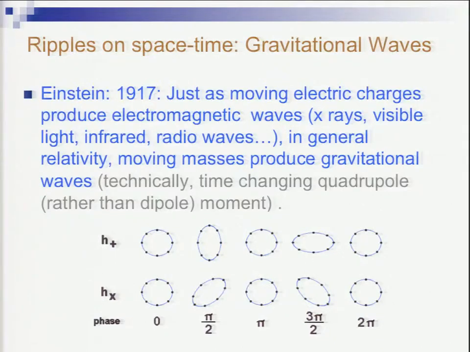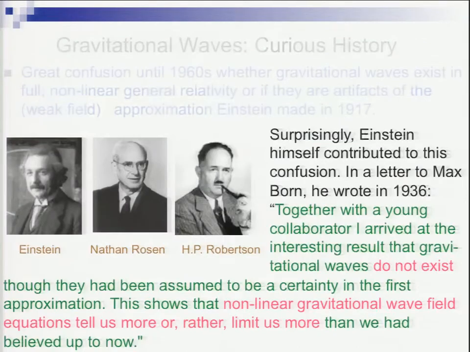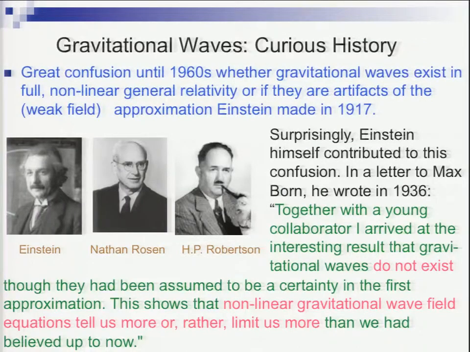Gravitational waves come in two polarizations. If you have a bunch of test particles like that, and a gravitational wave passes through, then this ring would be deformed in this way for one polarization, and for the other polarization, it will be deformed in this particular way. And Einstein worked this out just 2 years after the publication of his theory. So it was there. But still, for a very long time, whether gravitational waves exist in full general relativity remained a controversial subject. And this is because of the following.